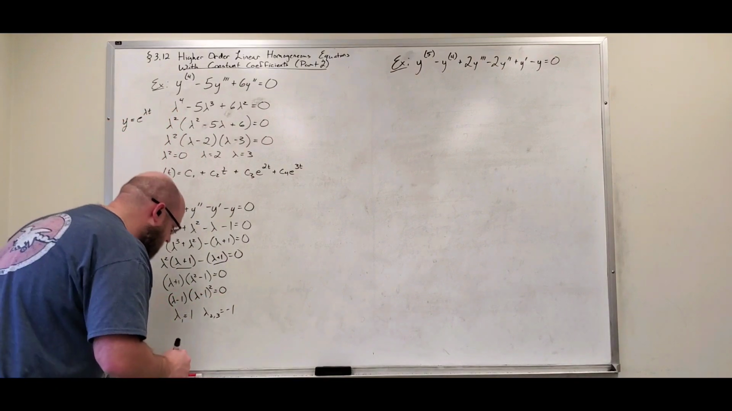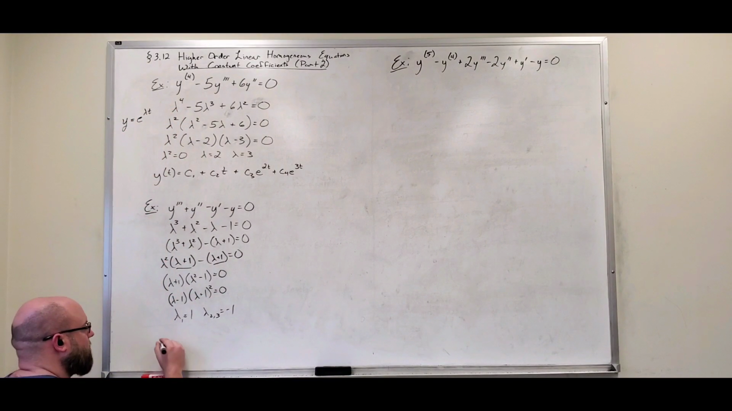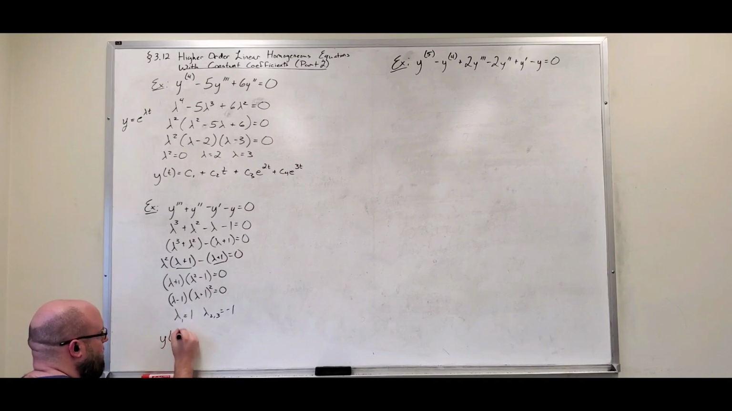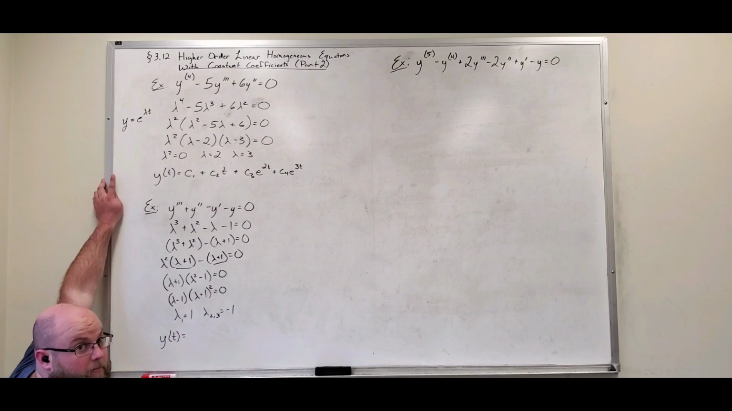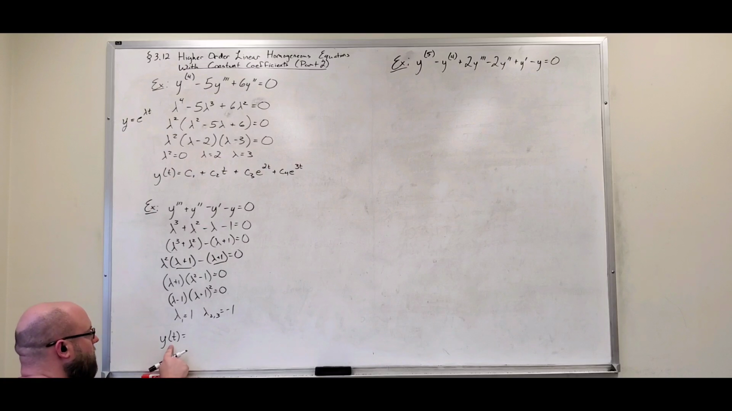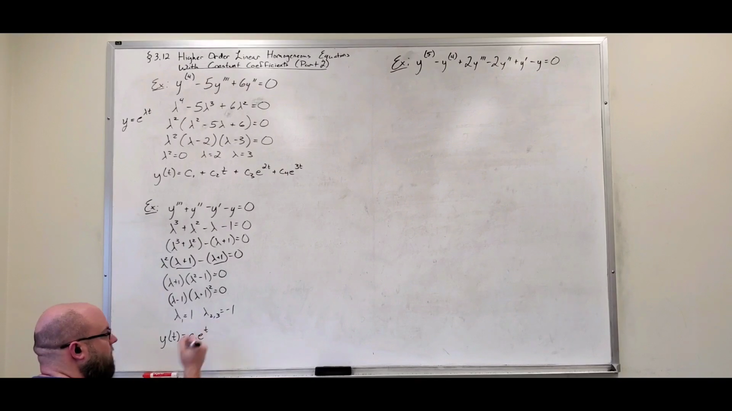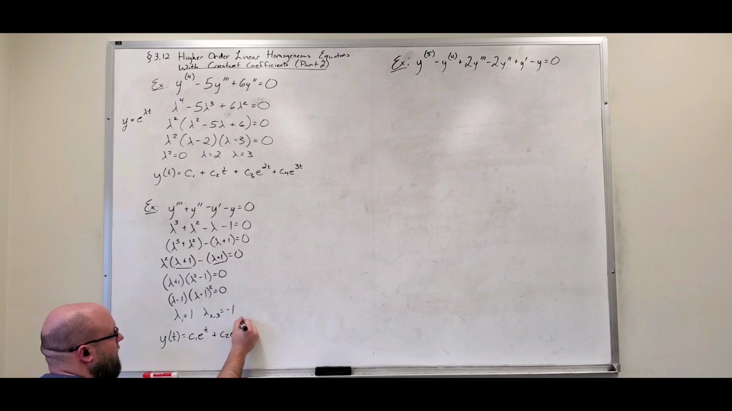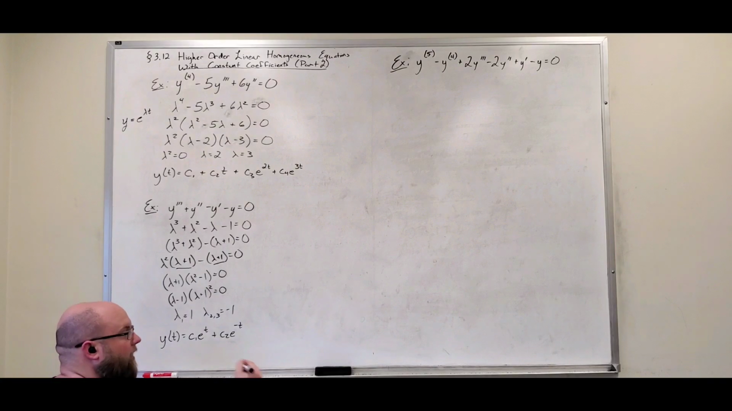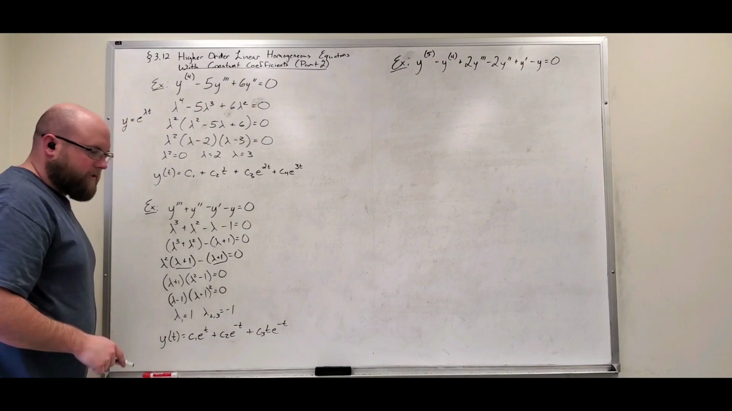So therefore, my solution to this is going to be of the form y of t is equal to, again, remembering the form of our solution here. So y of t is going to be equal to, I'm going to deal with my distinct one first, c1 e to the t plus c2 e to the negative t, because I'm dealing with the first one. So again, that's the nice thing, is even if we have repeated, we're still going to have at least one of them that doesn't have a t out in front. And now dealing with, all right, so that's our solution.